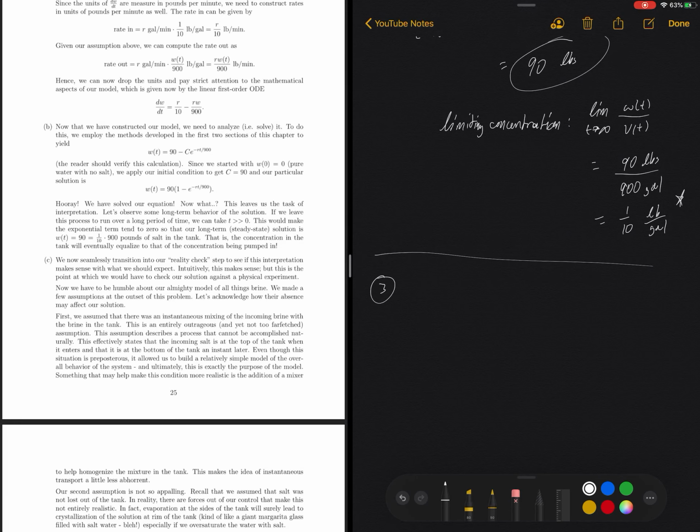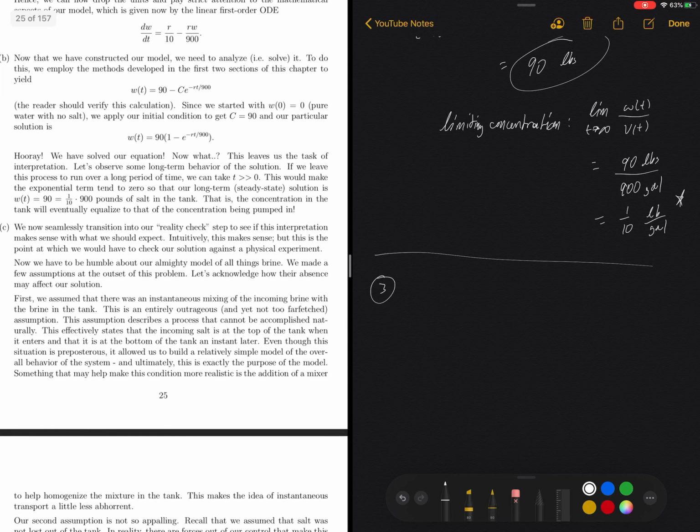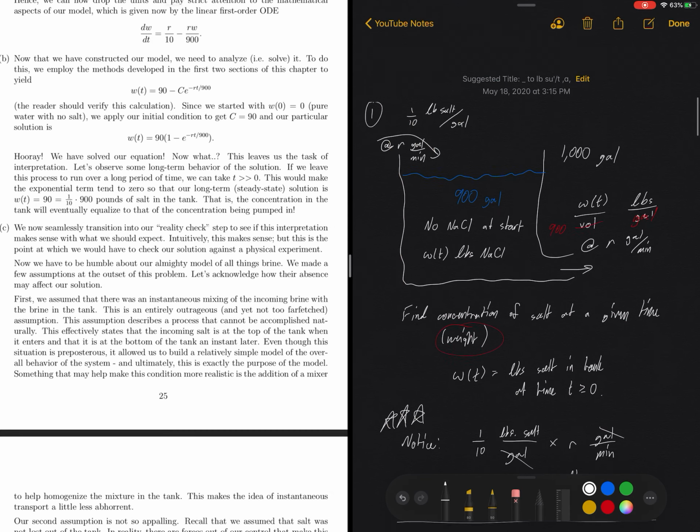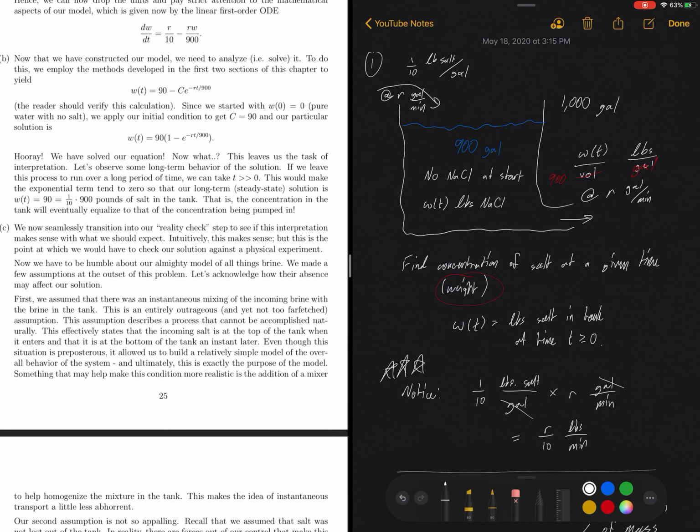Okay. Other observations. Well, no, we'll do that in the next step. So let's go ahead and start calling out the next step. This is our comparison against reality. Is this correct? Is this something that matches our intuition? So let's see. My statement here, we have to be humble about our almighty model of all things brine. We made a few assumptions, so let's acknowledge what they were.